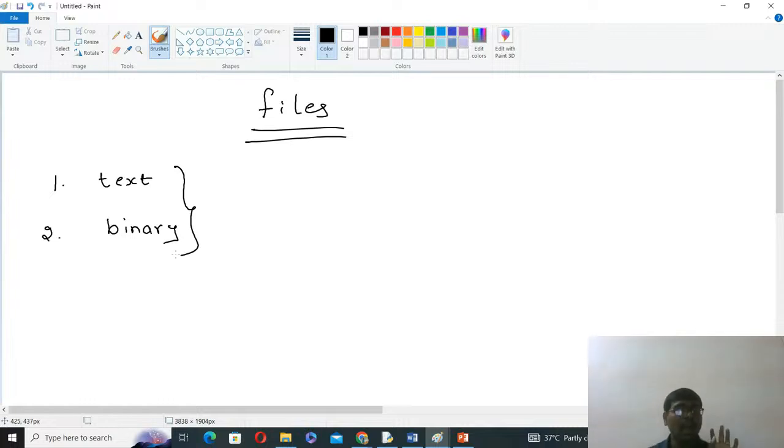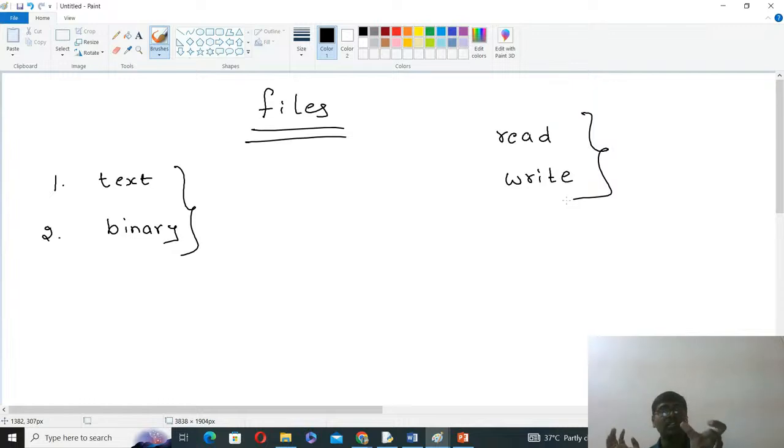Generally, what are the operations you are doing? Generally we are doing two operations. One is reading, the second one is writing. Yes or no? Reading: suppose I have one notebook. Assume that is the file. From the file, we can read the information, or else we can write some information into the file. Basically we are using these two things.